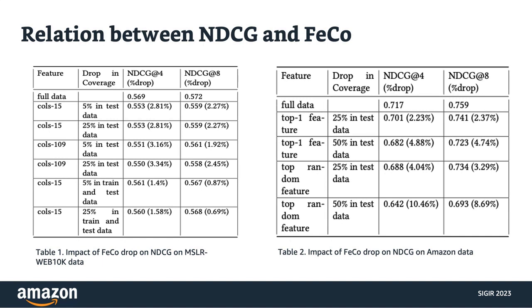The same feature, when undergoing a drop of 50% in the test dataset, showed IndiCG at 4 dropping by 4.8% and IndiCG at 8 dropping by 4.7%.